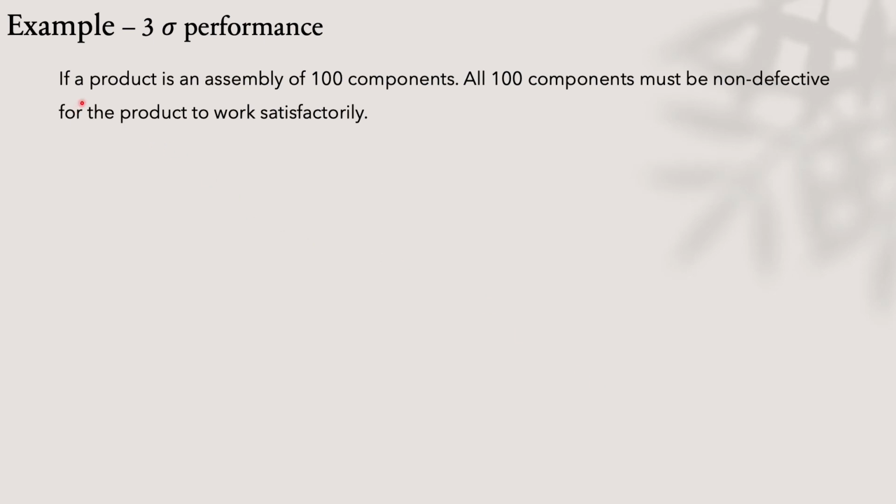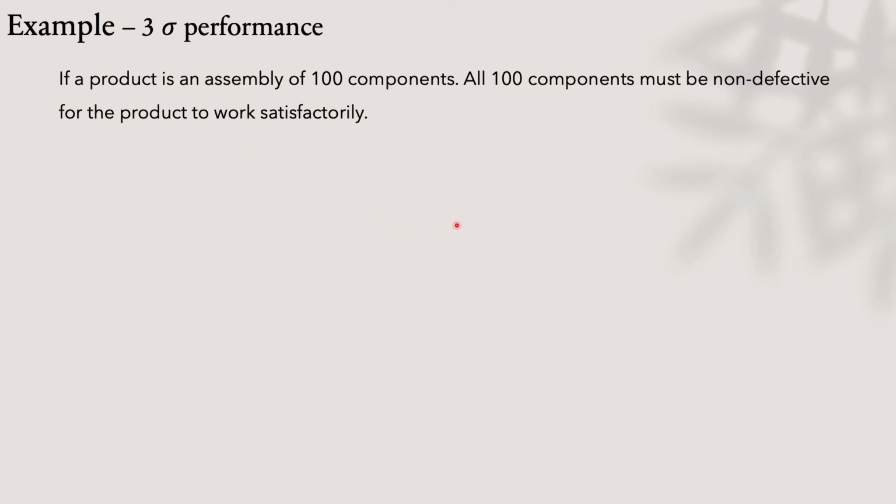Let us consider that we have a product which is an assembly of 100 components joined together to make a product. That may be a toy car or something like that. All 100 components must be non-defective for a product to work satisfactorily. That means if a product has to be a conforming or good product, all 100 components must be non-defective. If even one of the components is defective, the product will be rejected or considered defective or non-conforming, right? So in this case, our specification limits are plus minus 3 sigma.